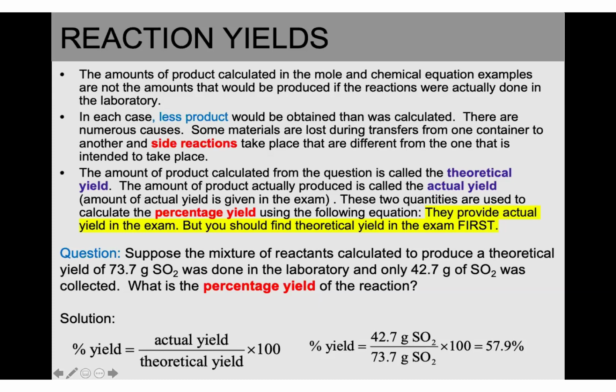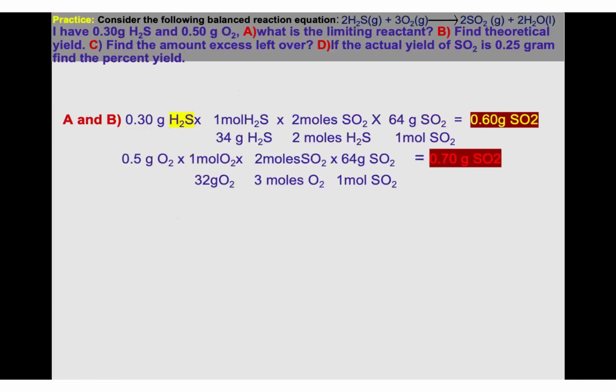Okay, but the actual yield, as I said, will be given in the exam. So you're just going to divide it by your theoretical yield times 100 to find the percent yield. Okay, so let's finish this part with a question that covers everything that we talked about.